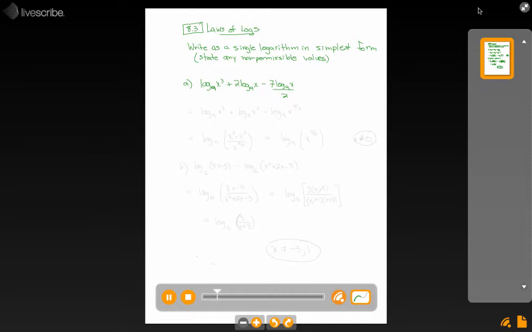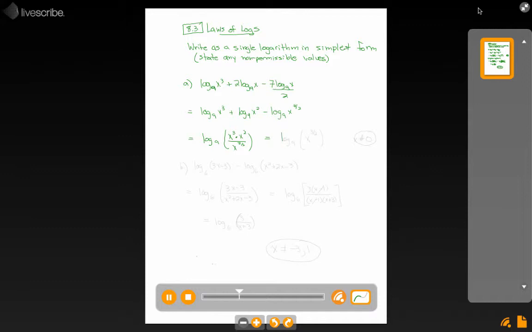If we start by just going about our log rules, the first log I'll leave alone for a second. But the second one, I'll bring that 2 inside as a power, so I've got log base 9 of x squared. Do the same thing for the last one, log base 9 of x to the 7 over 2. Now that I've done that, I can write them all as one big log and say, okay, I've got x cubed times x squared divided by x to the 7 over 2.